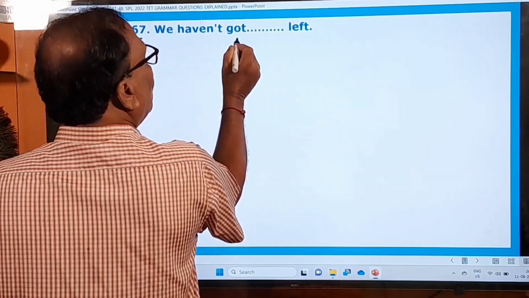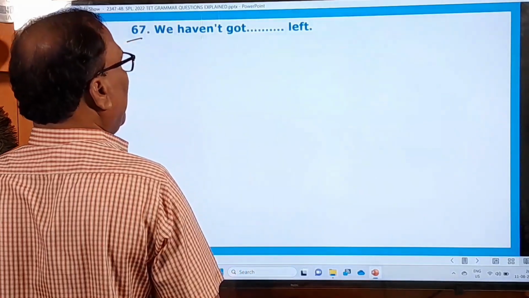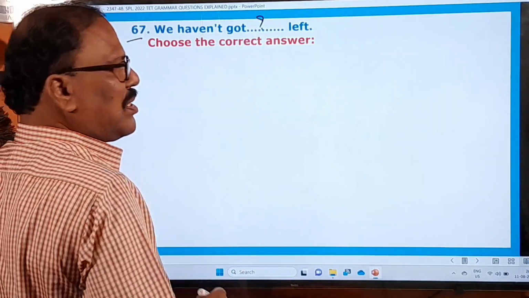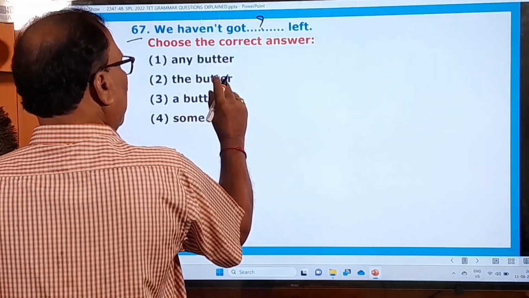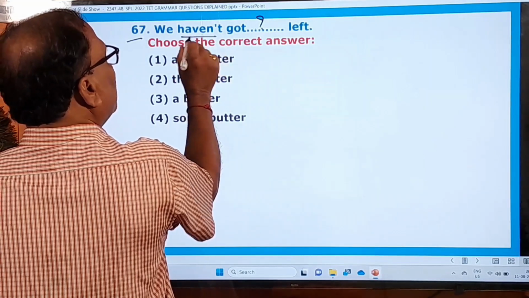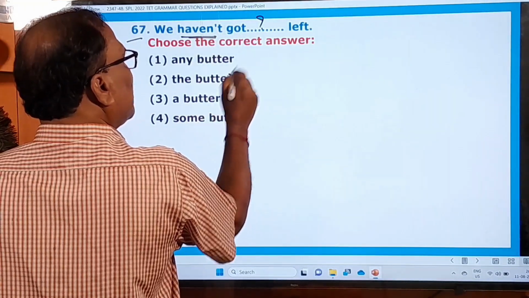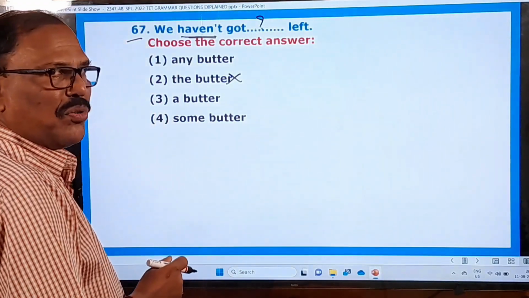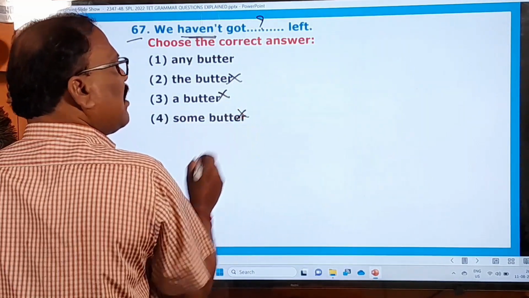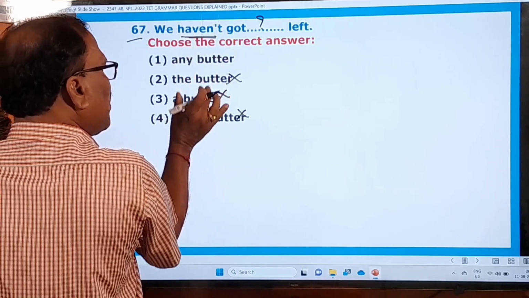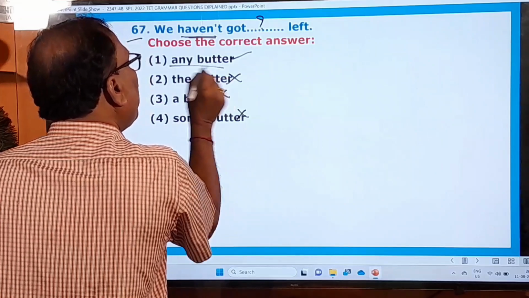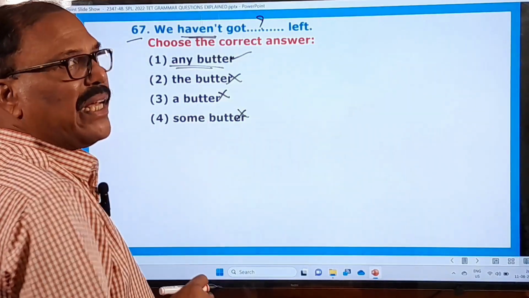The 67th one. We haven't dash got left. What should we use in this blank? Choose the correct answer. The options: any butter, the butter, a butter, some butter. We haven't got: a negative statement is given. The butter doesn't fit. You don't say, we haven't got a butter. You don't say, we haven't got some butter. Because negative statements and positive words don't fit in this blank. What should we say? Any is there. Any butter. We haven't got any butter left.